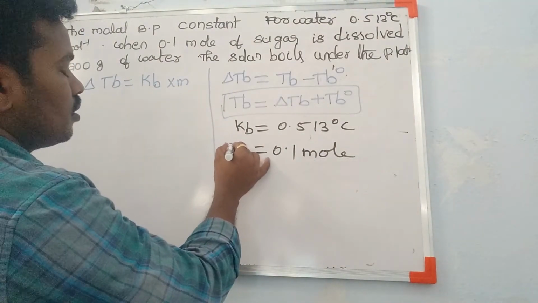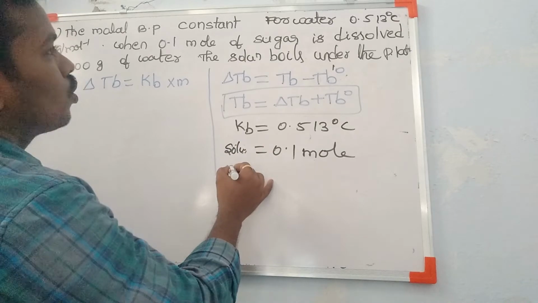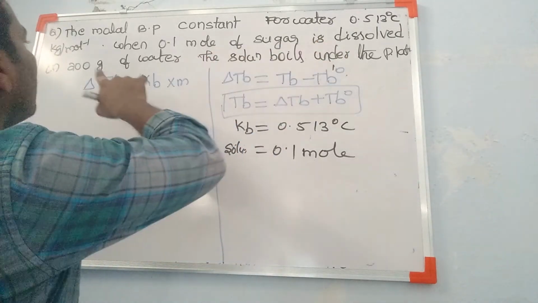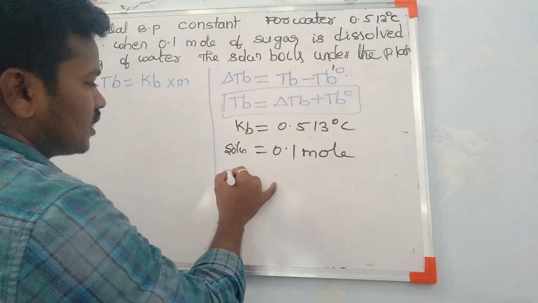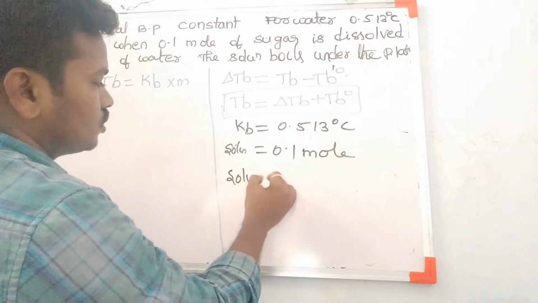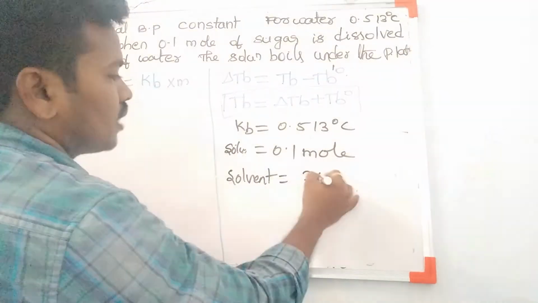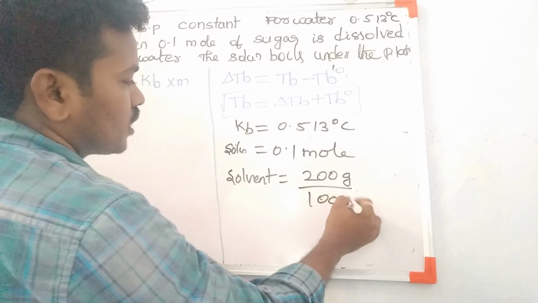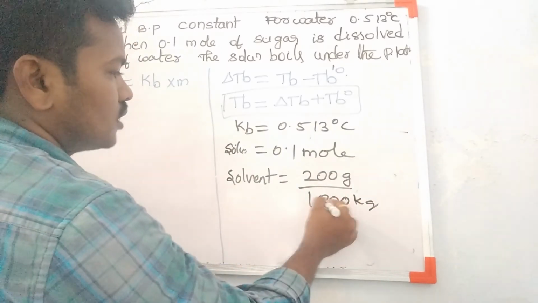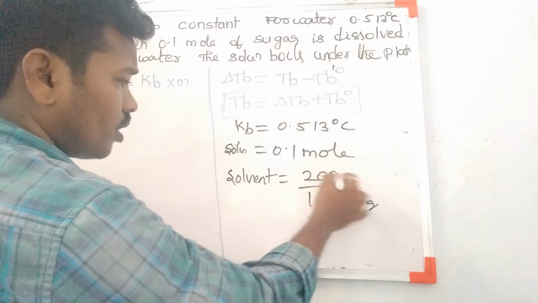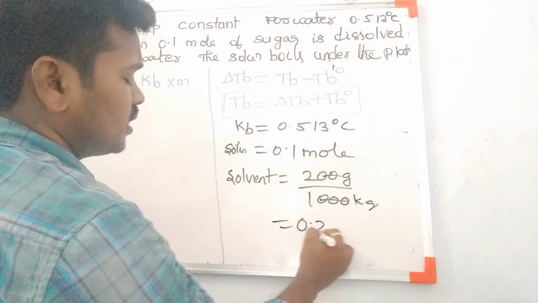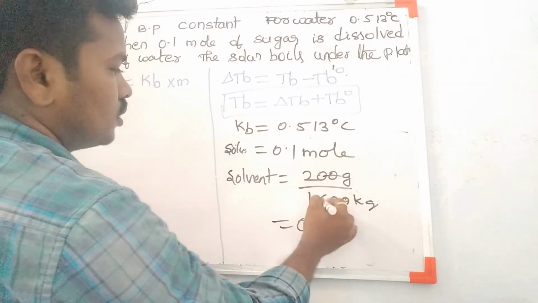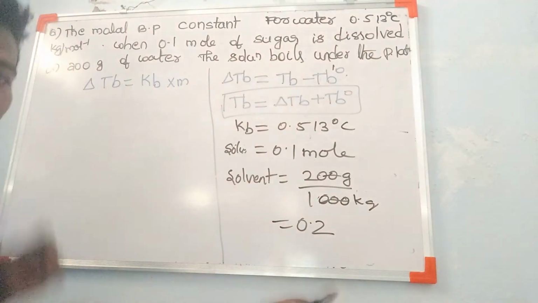Solute, they have given the moles. Sugar is boiled over 200 grams of the water they have given. So solvent is 200 grams of water. We have to convert it into kg. Automatically it will become 0.2. So what is our formula?